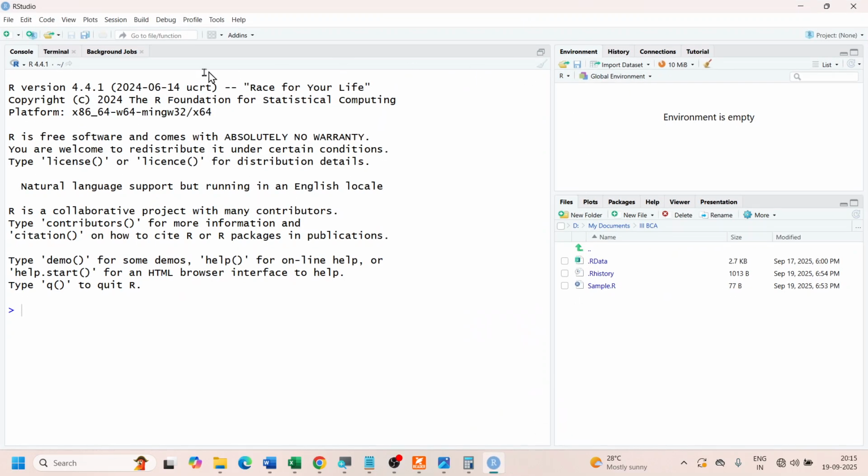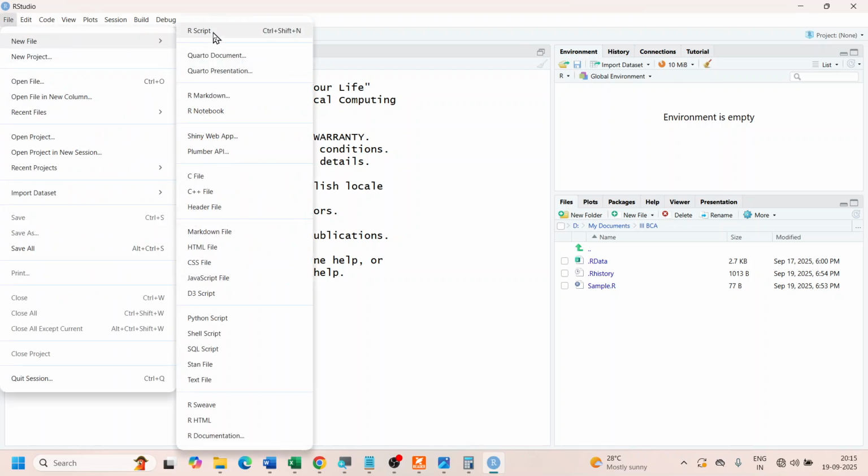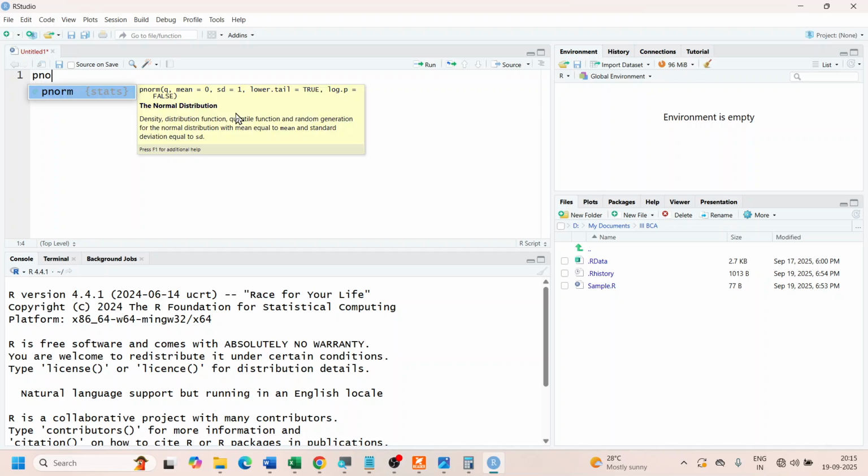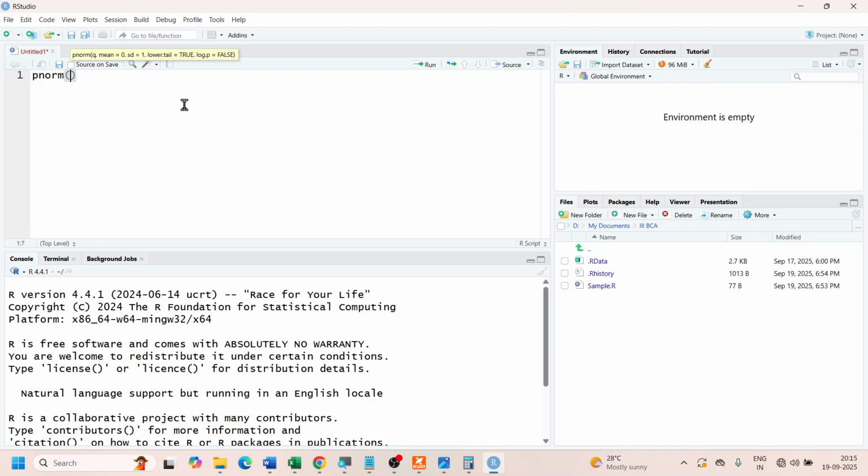Let us go to RStudio, and I'm going to go to File and click on New and R Script. Let me write the R script. What I am supposed to do is use a function for the probability of a normal distribution. That is pnorm. Remember, there are a lot of options available for that. We have pnorm, dnorm, and so on. So I'm going to use pnorm.